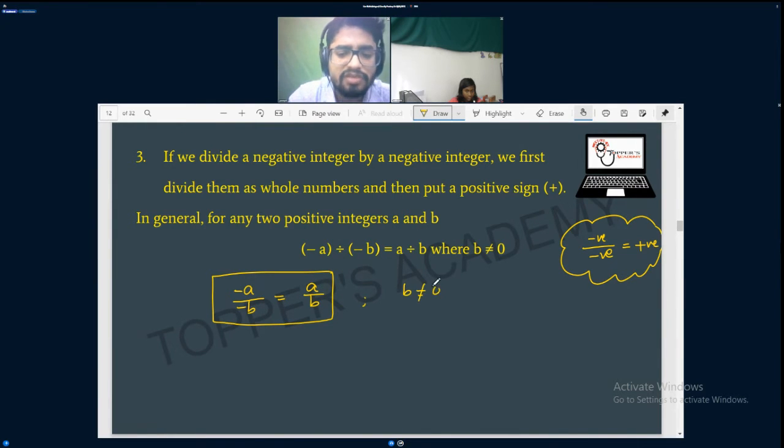Why is b non-zero? Because 0 cannot be in the denominator. Why can't we put 0 in the denominator? Because that means there is nothing to divide with. It basically has no sense.